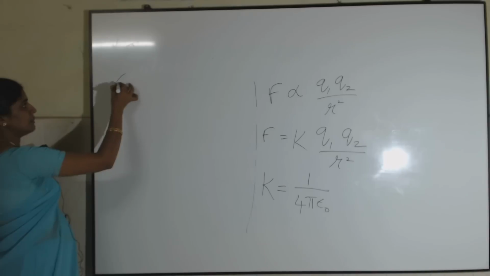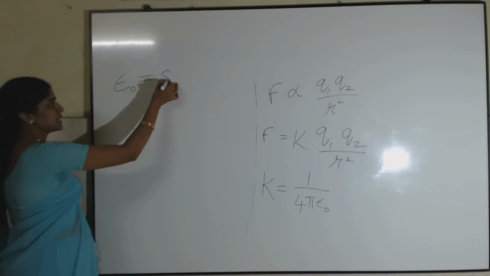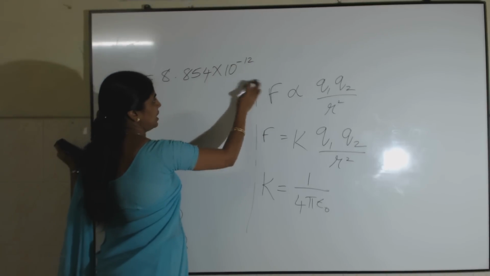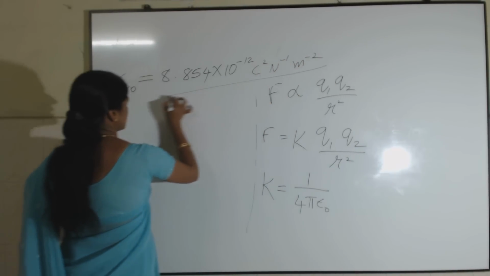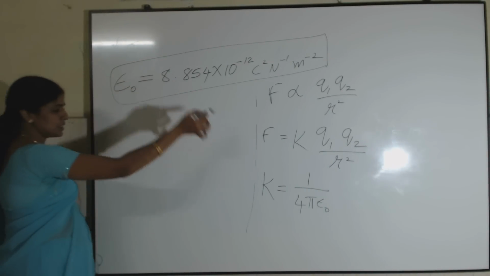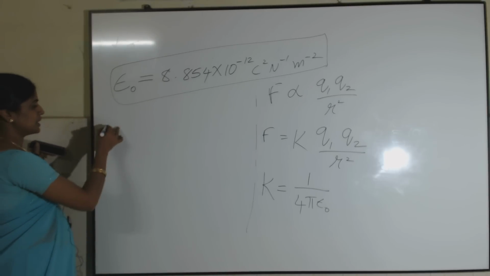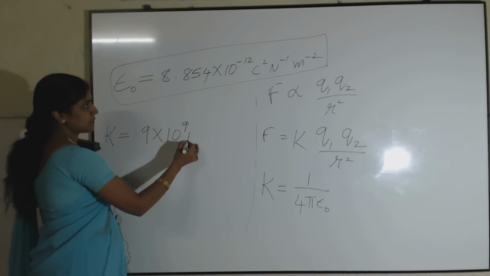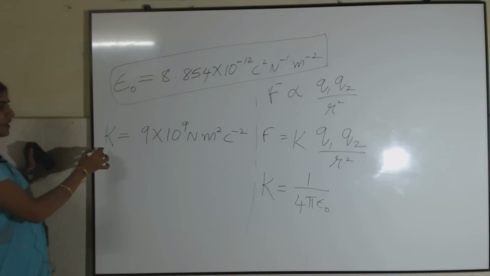Epsilon naught is nothing but the permittivity of free space or vacuum, and its value is 8.854 into 10 power minus 12 C square N power minus 1 m power minus 2. So, this is the value for the permittivity of free space. If I substitute this epsilon naught here, and pi is 3.14, and the number 4, the value of K is nothing but 9 into 10 power 9 N m square C power minus 2. So, this is the value of K.